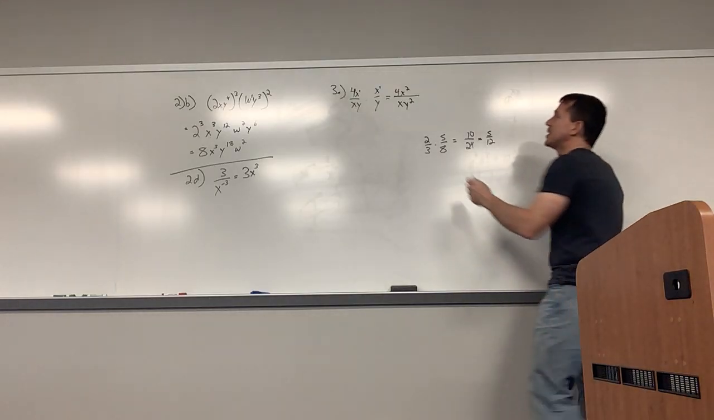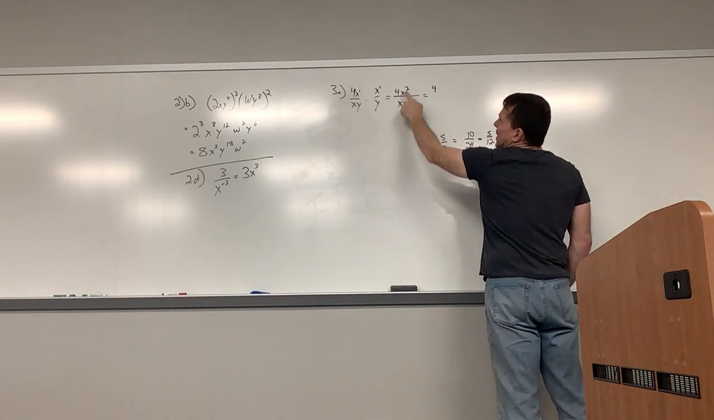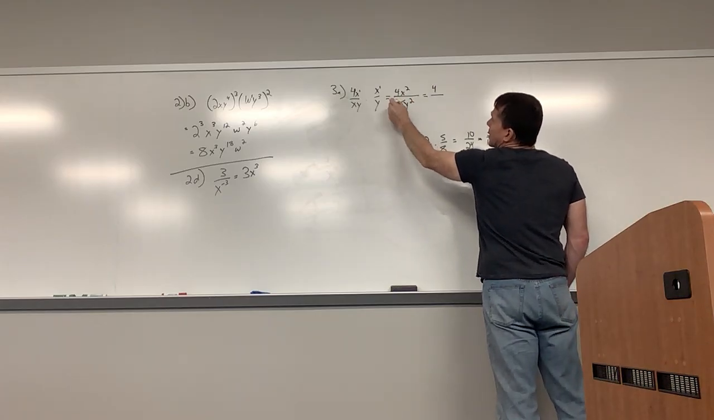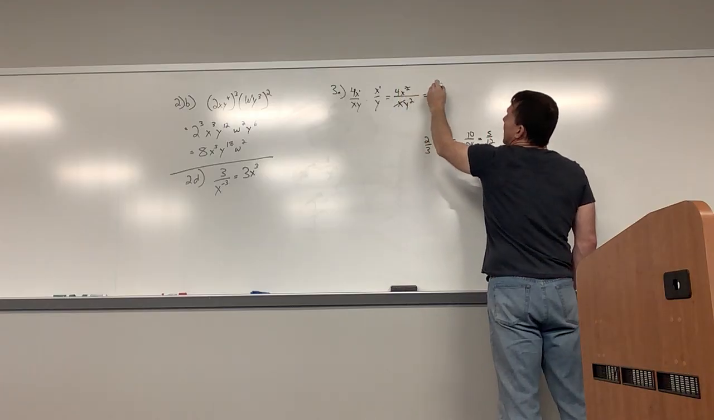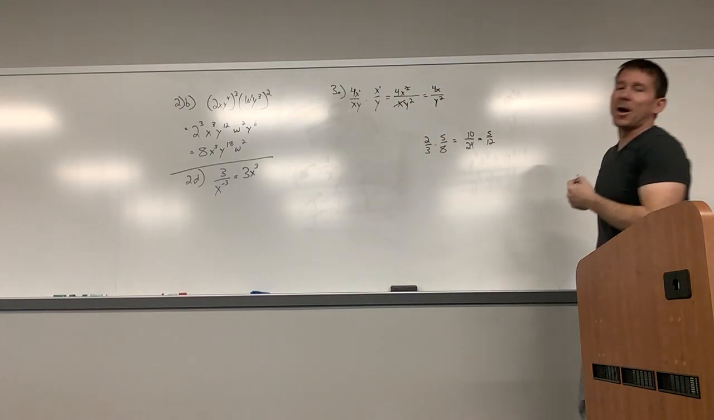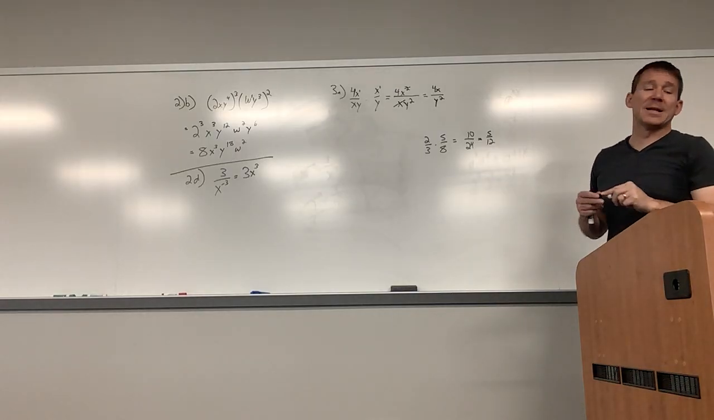Now I try to reduce it. Right here, there's 2 x's on top, it's x squared, there's 1 x on bottom. So this x on the bottom will cancel one of the x's on top, and I'm just left with 1 x on top. And then there's a y squared on the bottom. Nothing else can cancel, so that's in lowest terms, and I'm good to go.